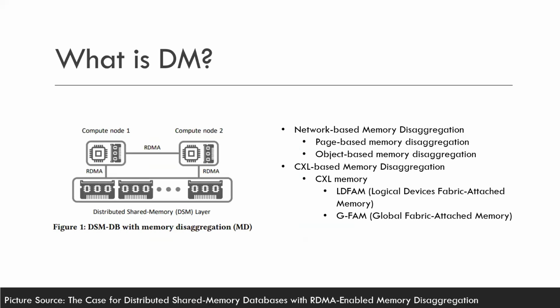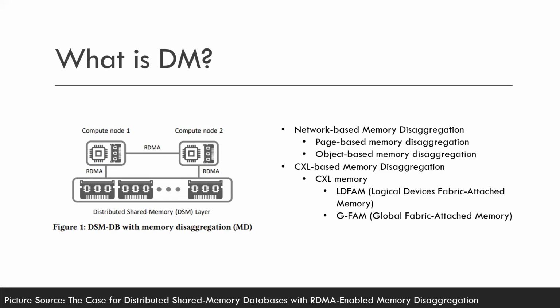Now, what's DM? DM is disaggregated memory. It could be of several types: network-based and CXL-based memory disaggregation, and each has several subtypes as well. In network-based, we have page-based and object-based. Page-based is when it manages remote memory at the granularity of a page. So when there is a page fault, it evicts recently unused local pages and fetches the remote pages it needs.